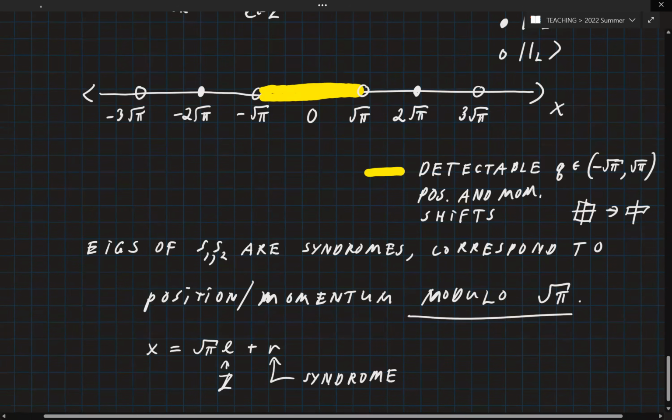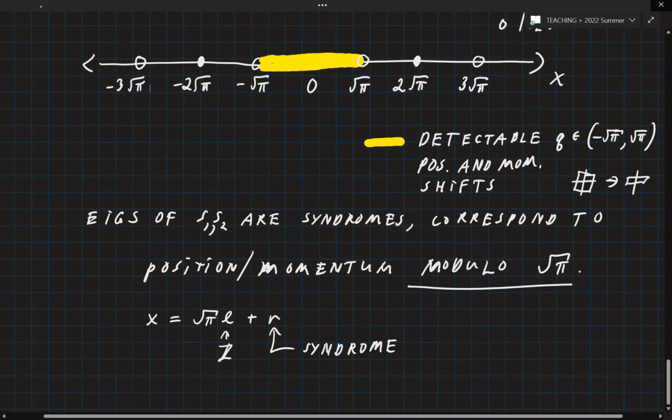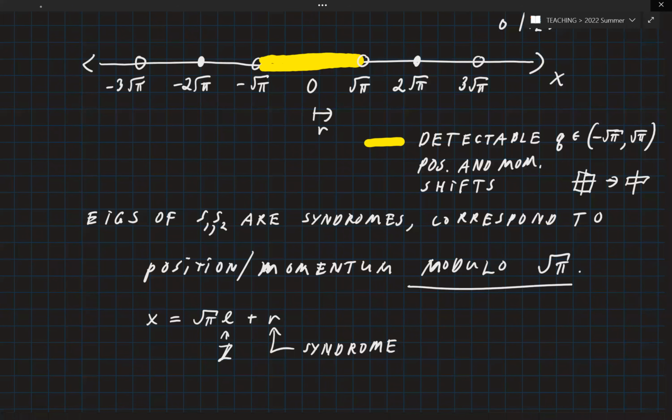And this is precisely the thing that the stabilizers wind up measuring. You don't want to measure any more than that because then you'll screw up the code superposition. If you measure the position exactly, you're going to collapse all the black or white balls into one ball.